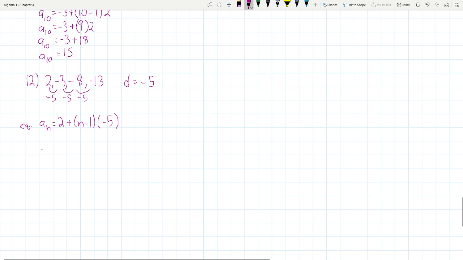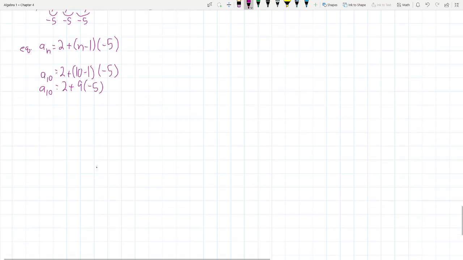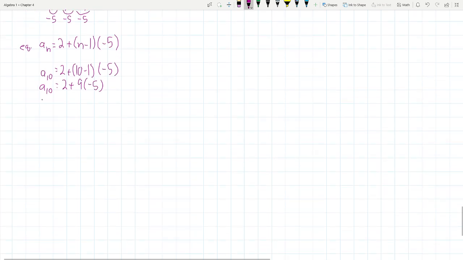Now if I want to find a sub 10, I'm just replacing n with 10. So I go 2 plus 10 minus 1 times negative 5. So a sub 10 equals 2 plus 9 times negative 5. 9 times negative 5 is negative 45, plus 2 is negative 43. So a sub 10 equals negative 43. Now you could, if you really wanted to, count out subtracting 5 each time and you'd be able to get that it's negative 43. However, this is a lot quicker.